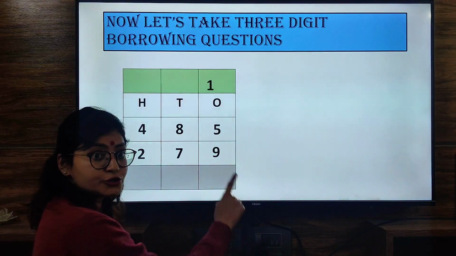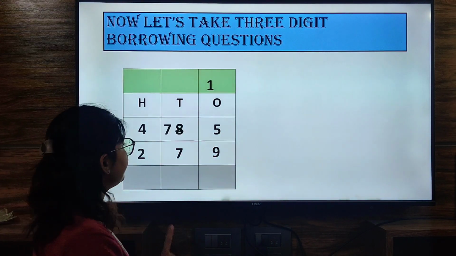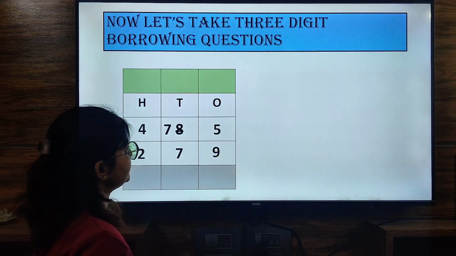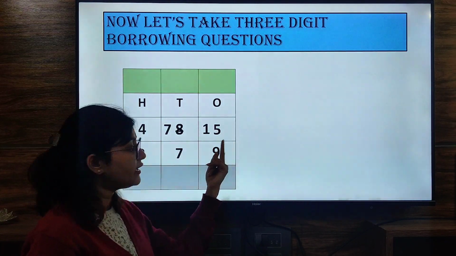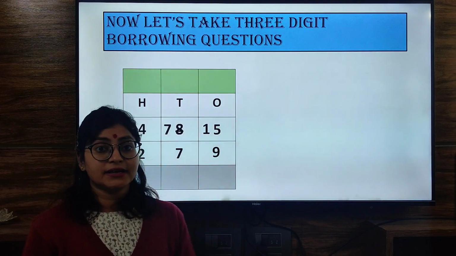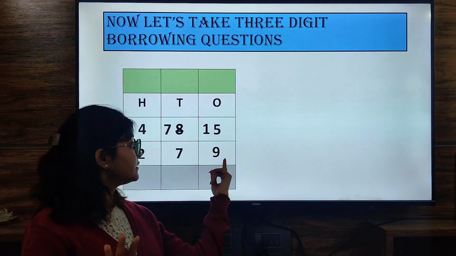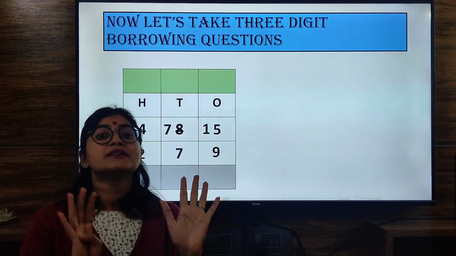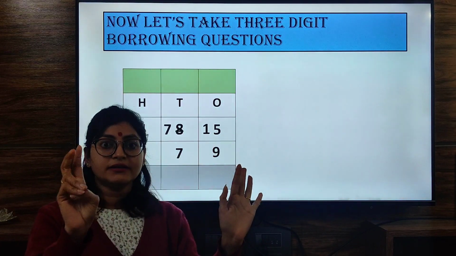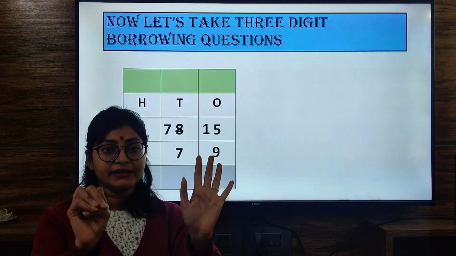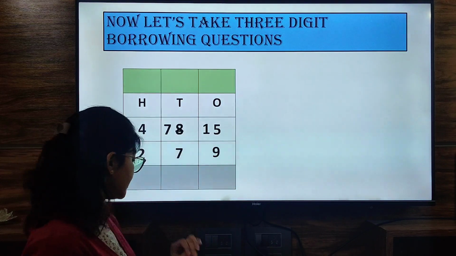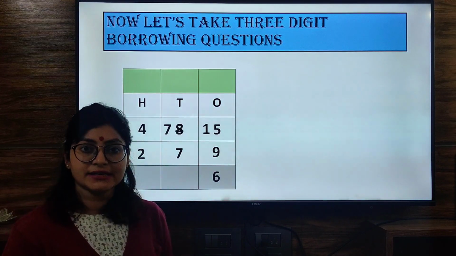If 8 has given 1 to 5, this 8 will become 7. Now this 1 will come here. This is 15 now and this is 9. So 15 in mind and 9 on the fingers. Start counting backward from 15: 14, 13, 12, 11, 10, 9, 8, 7 and 6. So 15 minus 9 is 6.